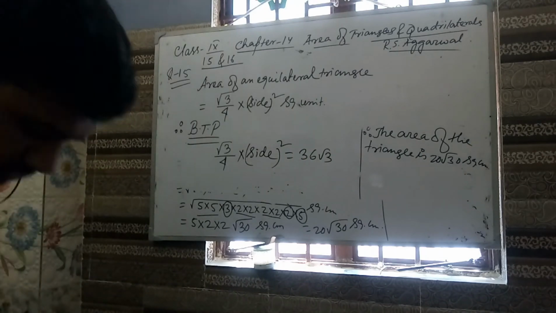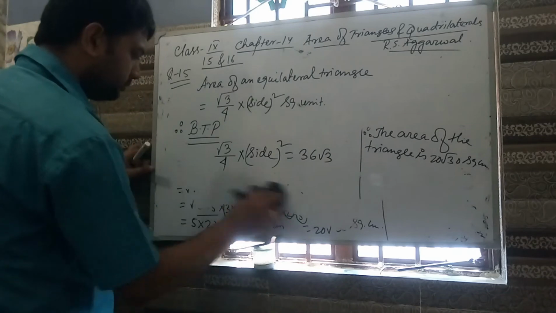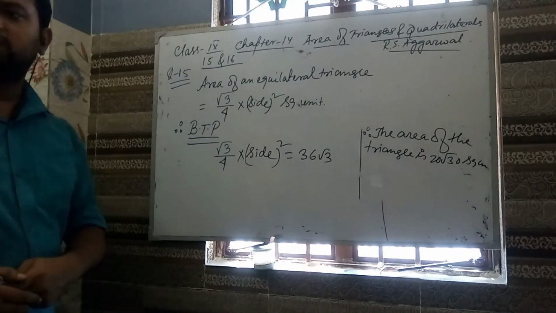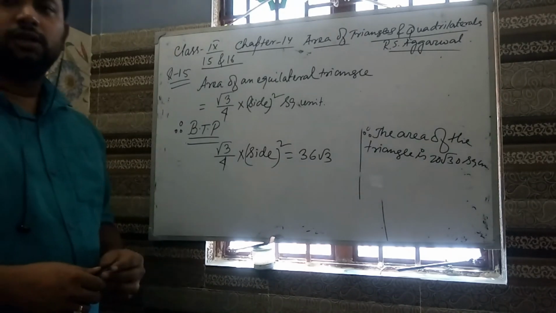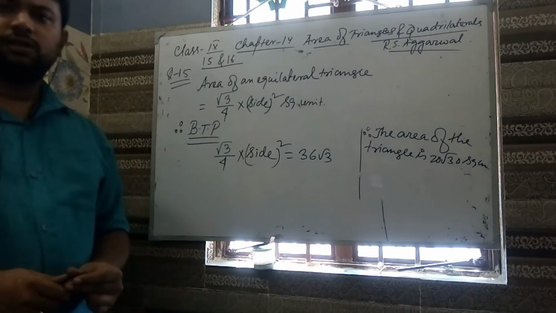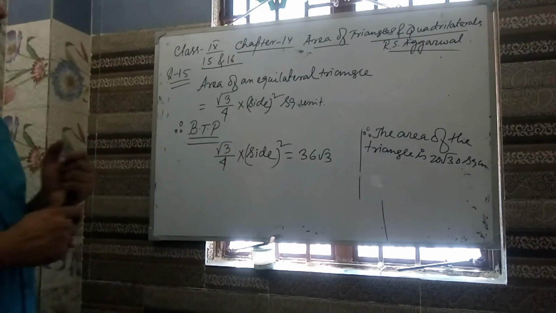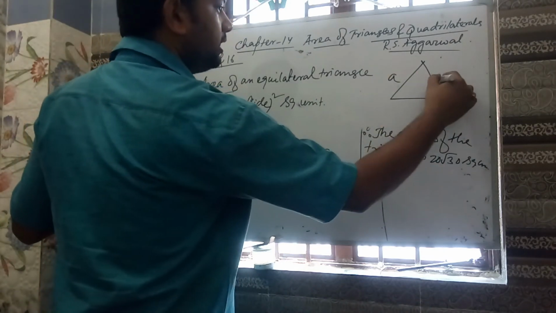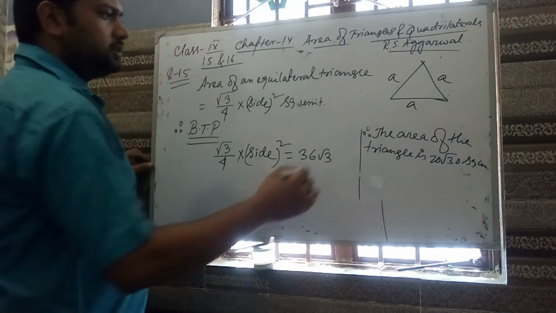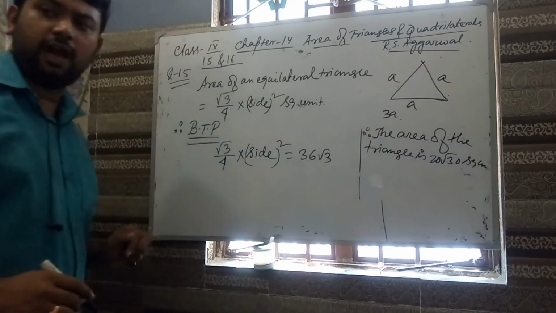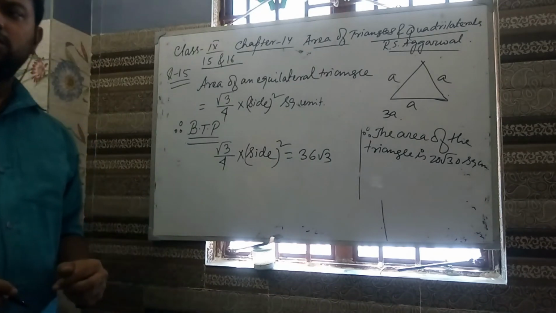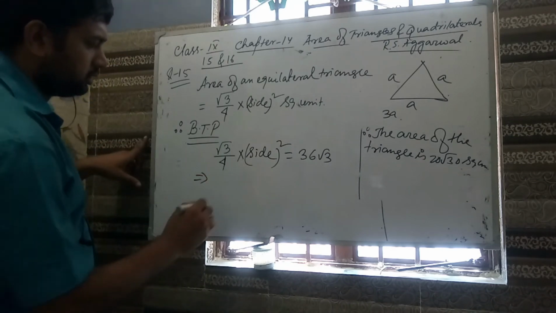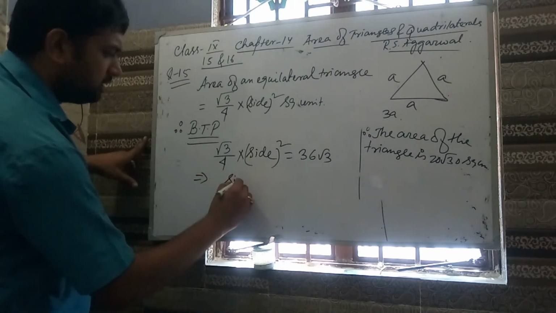So what we have to find out? We have to find out the side, because the perimeter of an equilateral triangle is 3 times the side, because all the sides are equal. Suppose this is an equilateral triangle, this is A, this is A, this is A. So perimeter means 3A. That means 3 times the side. So for that you have to find out the side first from this equation. So keep this term on the left hand side as it is.